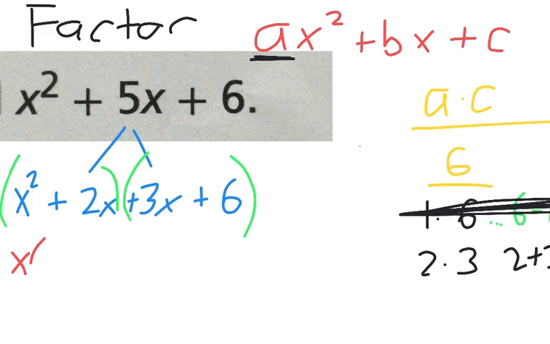Now what's left in the first set of parentheses if I factor out an x? X to the second becomes x to the first. 2x becomes just 2. Yeah, you get away with it. Welcome to Algebra 1, guys.